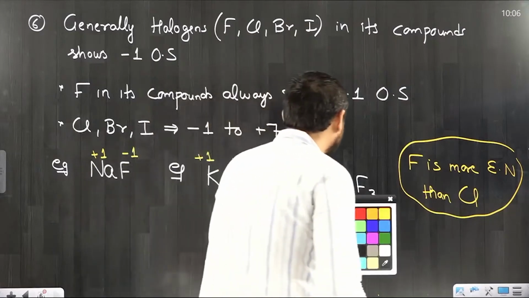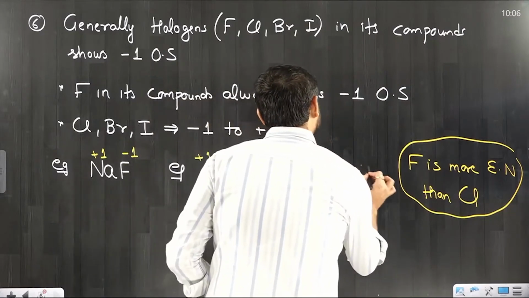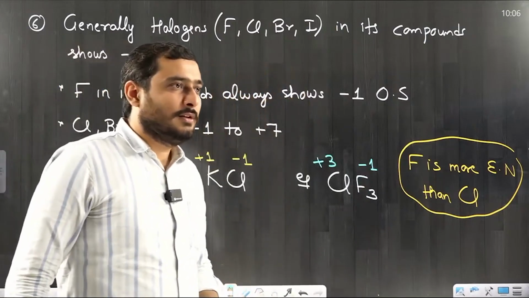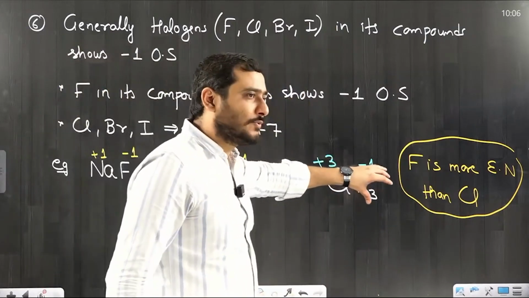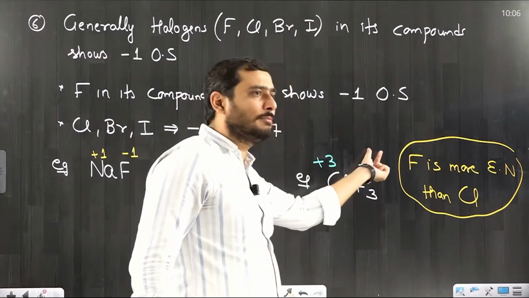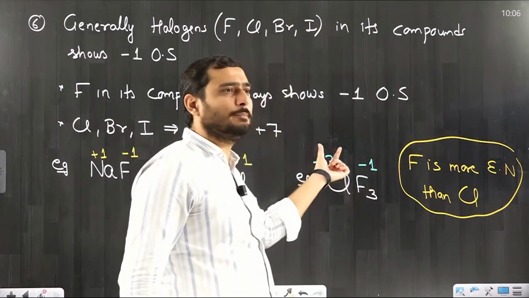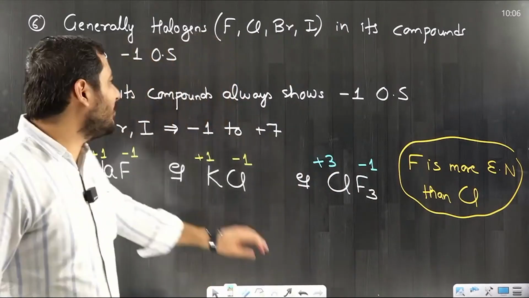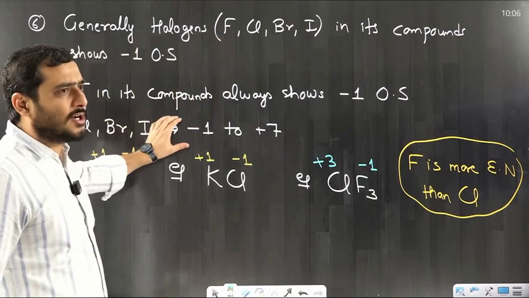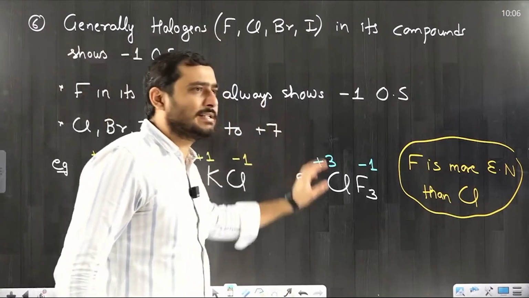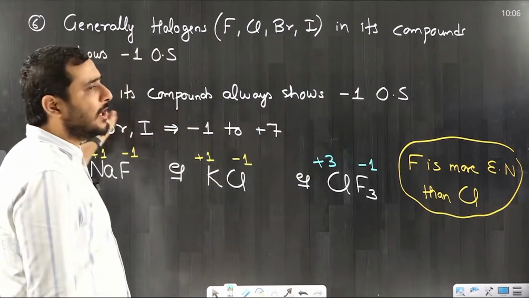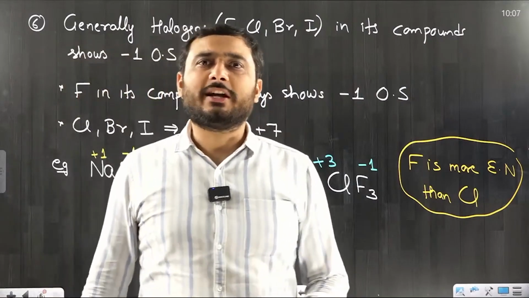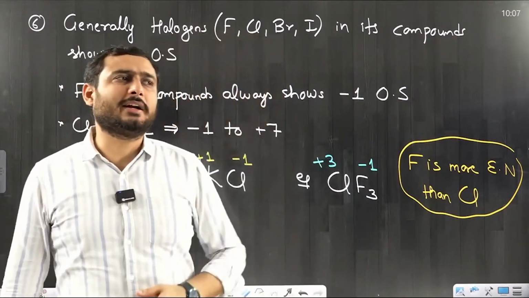So, here chlorine is present in which oxidation state? Plus 3. And fluorine is present in minus 1. Remember, there are 3 fluorine. So, 1 fluorine minus 1, total 3 fluorine minus 3. So, chlorine is present in plus 3. So, we can say here that chlorine, bromine, iodine can show a range of oxidation states, minus 1 to plus 7. And fluorine always shows which oxidation state? Minus 1, because fluorine is the most electronegative element in the periodic table.